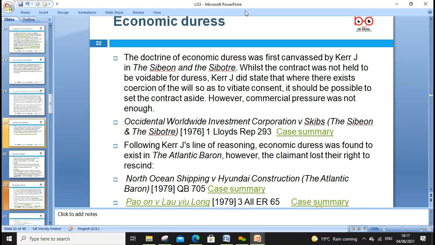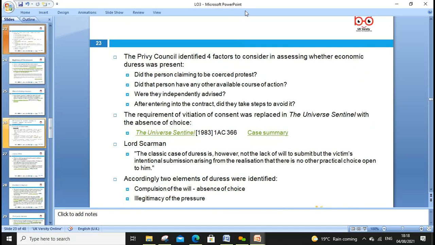These are the case laws between individuals, where the other party managed to claim money damages. This is economics. The court identified four factors to consider when assessing economic duress: did the person claiming protest, yes, and did the person have an available course of action?